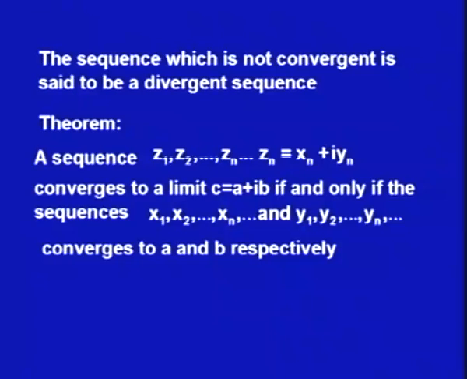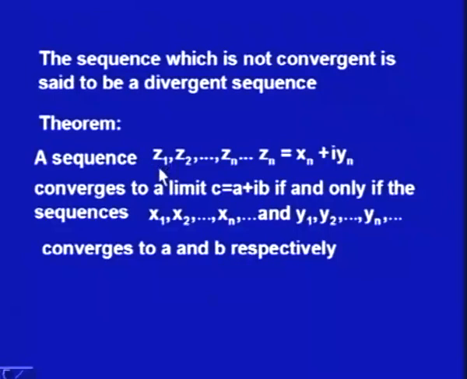According to this, a sequence z1, z2, zn, in which zn can be expressed as xn plus i yn, converges to a limit c equal to a plus ib if and only if the sequences of real parts x1, x2, xn and of imaginary parts y1, y2, yn converge to their respective limits a and b. Then we say this sequence is convergent and it converges to c equal to a plus ib.